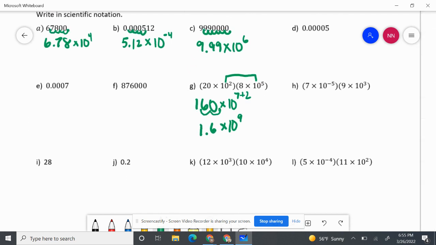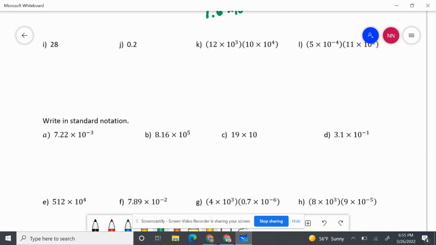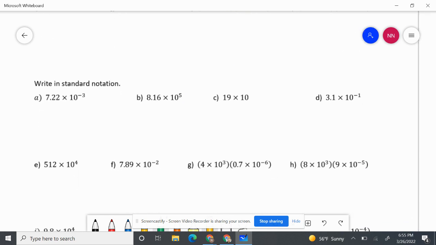Now what we're going to do is switch. What we have is a number in scientific notation, and we're turning it into standard notation, which is just a normal number. We see it's in scientific notation. Negative exponent means we want a small number, so we're moving to the left, 1, 2, 3. So it would be 0.00722.